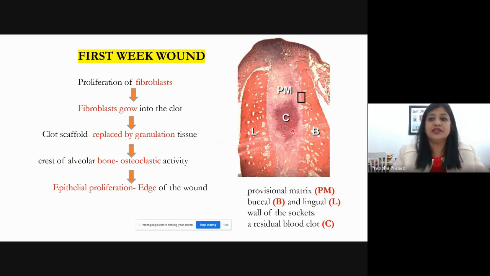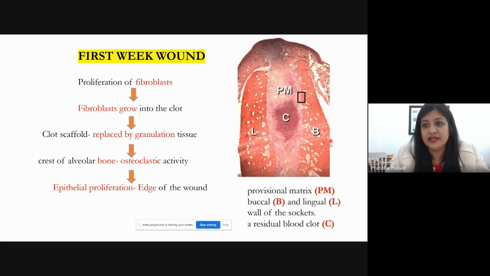So this forms a scaffold, and this scaffold is slowly replaced by the granulation tissue, as we discussed in the soft tissue wound healing as well. This is the crest of the alveolar bone, so this undergoes slow resorption. The osteoclastic activity begins. These are the cells which cause resorption. Also, the epithelium proliferates from the edges, so the gingiva which has collapsed on top of it. So all this happens within the first week of the wound.